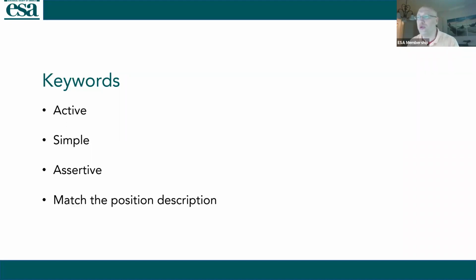Another thing that you want to do is make a point of using keywords that match the position description. And I cannot stress that enough. Don't read it once, don't read it twice. Read the position description as many times as you need to be able to identify those key skills or experiences that the employer is straight up saying that they want. Write them down and then make sure those exact words are included on your resume.